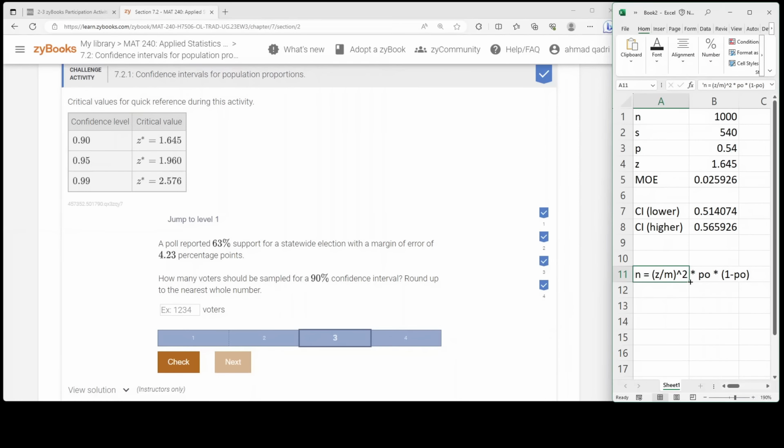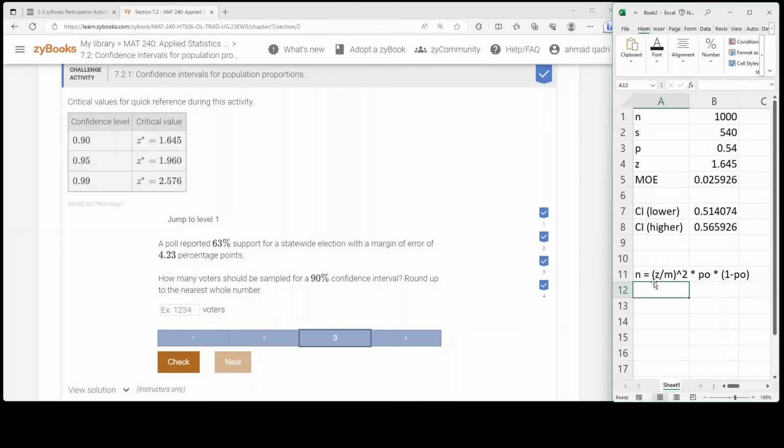We take the square of that times P times 1 minus P. If P is not provided in the question, then we would just use 0.5. But here it is provided: a poll reported 63% support.